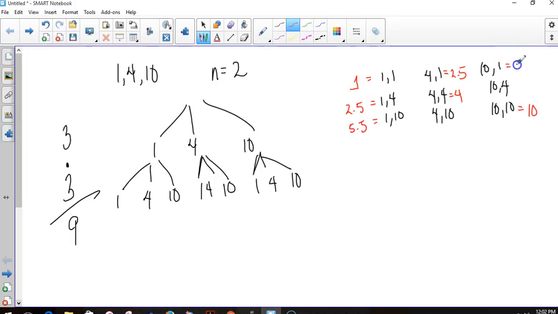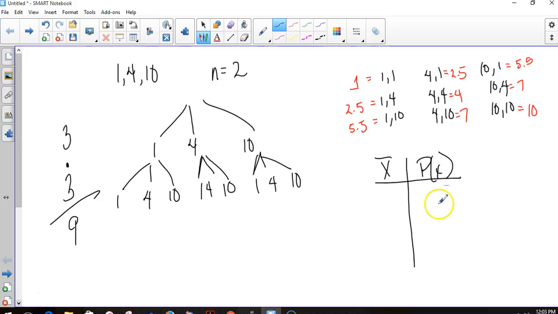Again, commutative. 10 plus 4 is 14. Divide by 2, that's 7. And I have 2 7s. So now I'm going to make my relative frequency distribution table. There's all the means that I can have, and here's the probability that they'll come out.